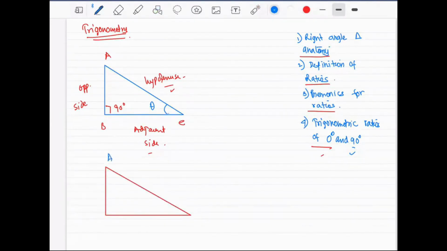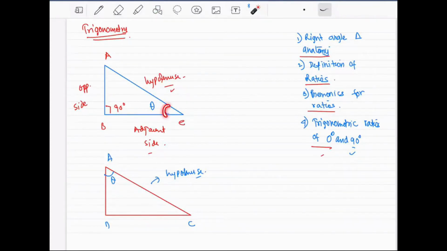So this is A, this is B, this is C. If I take angle A as theta instead. We took angle C as theta in the previous one, right? AC will still remain the same. AC will still be the hypotenuse. But what about the opposite and adjacent? Which one is opposite and which one is adjacent is not fixed. What you have to determine is based on where you take the angle.